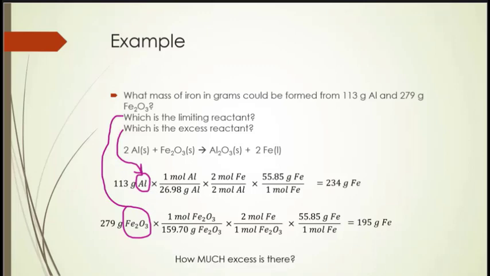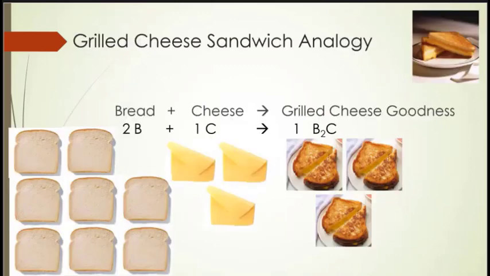Now, what if I asked how much excess is there? So if we were to think about our grilled cheese sandwich analogy, I can create 3 sandwiches. I need to think back to if I said, okay, well, I have 3 pieces of cheese that I'm going to be using, so that requires that I have 6 pieces of bread. I need to take my limiting reactant and go, okay, if I use all of my limiting reactant, how much of the other reactant do I need to use?